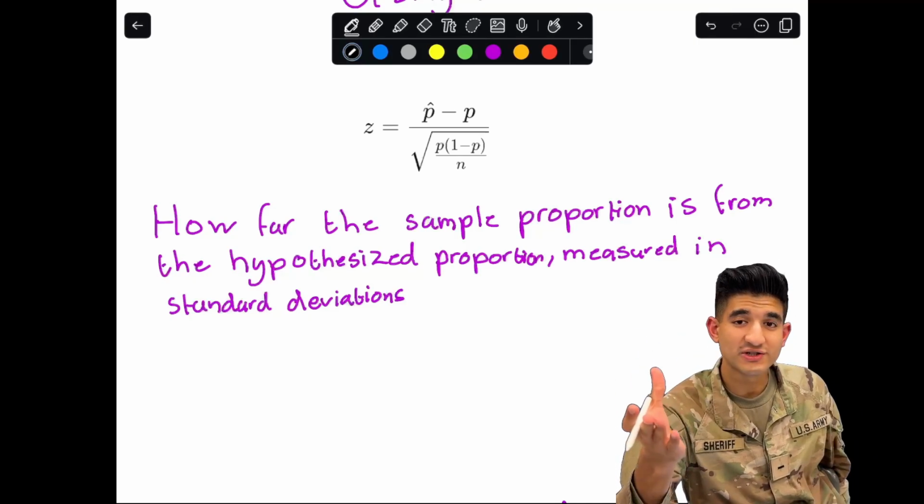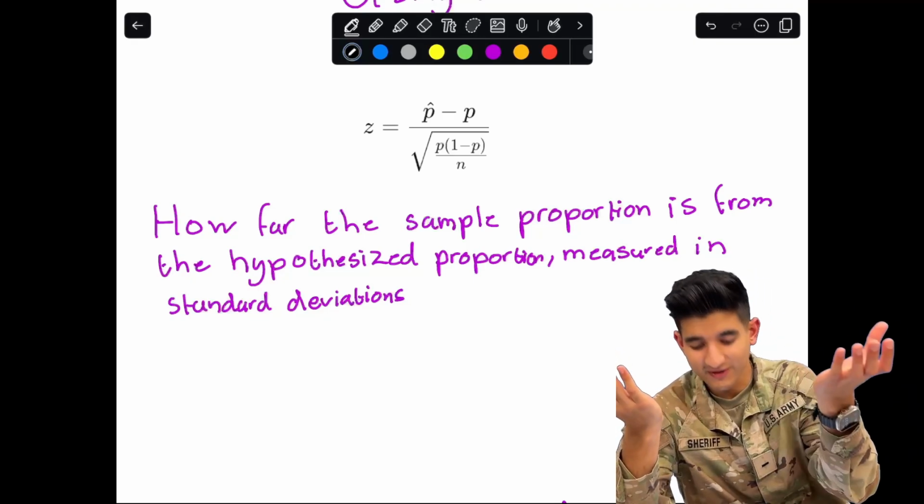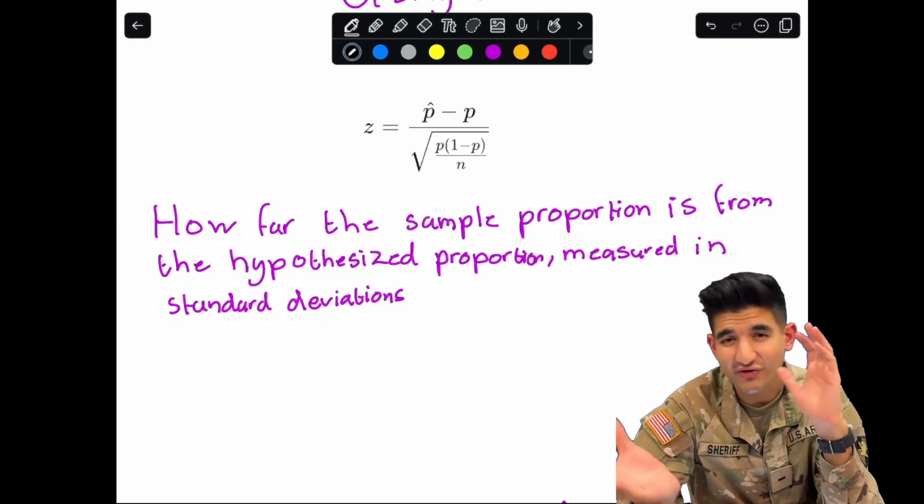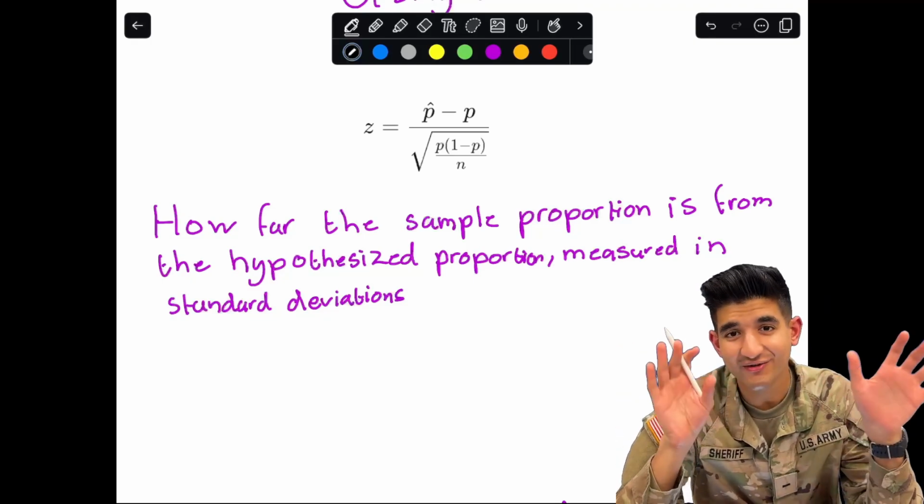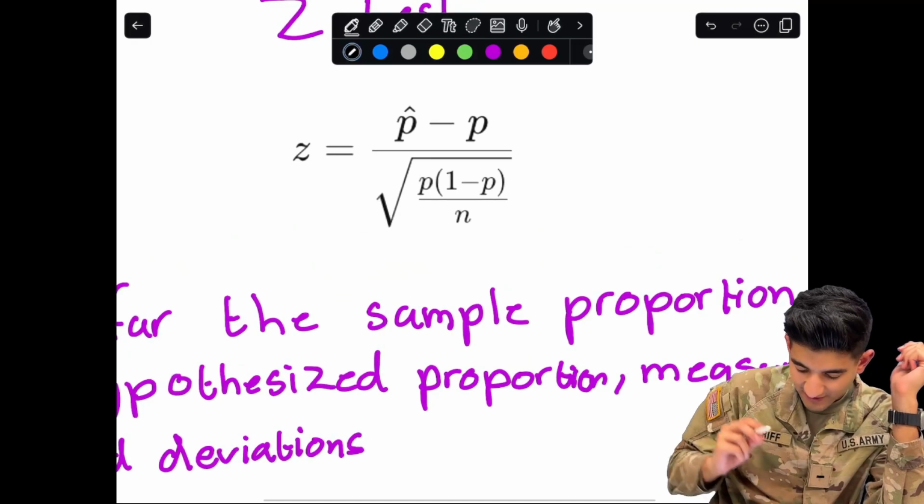So the sample proportion in our case is 0.7. That's what we measured. Historical or hypothesized is 0.8. Now we're going to measure how far it is in standard deviations. That's all we're doing. So this is the formula.